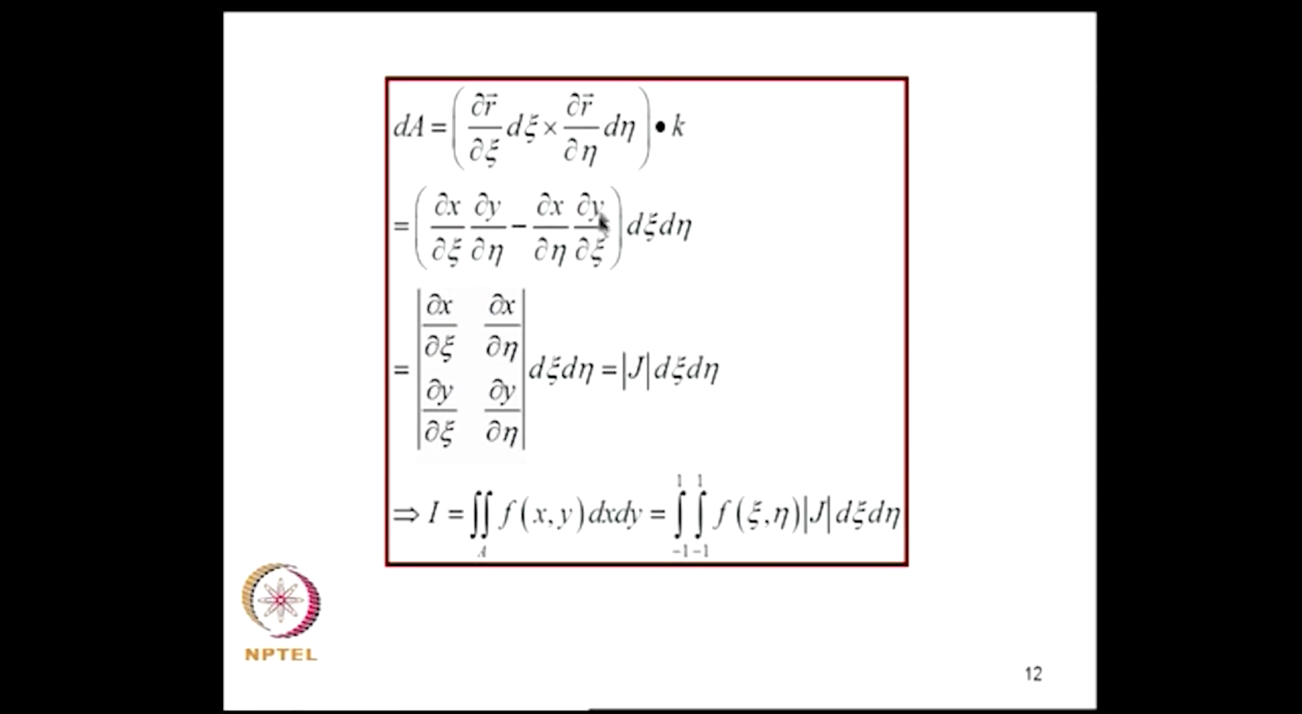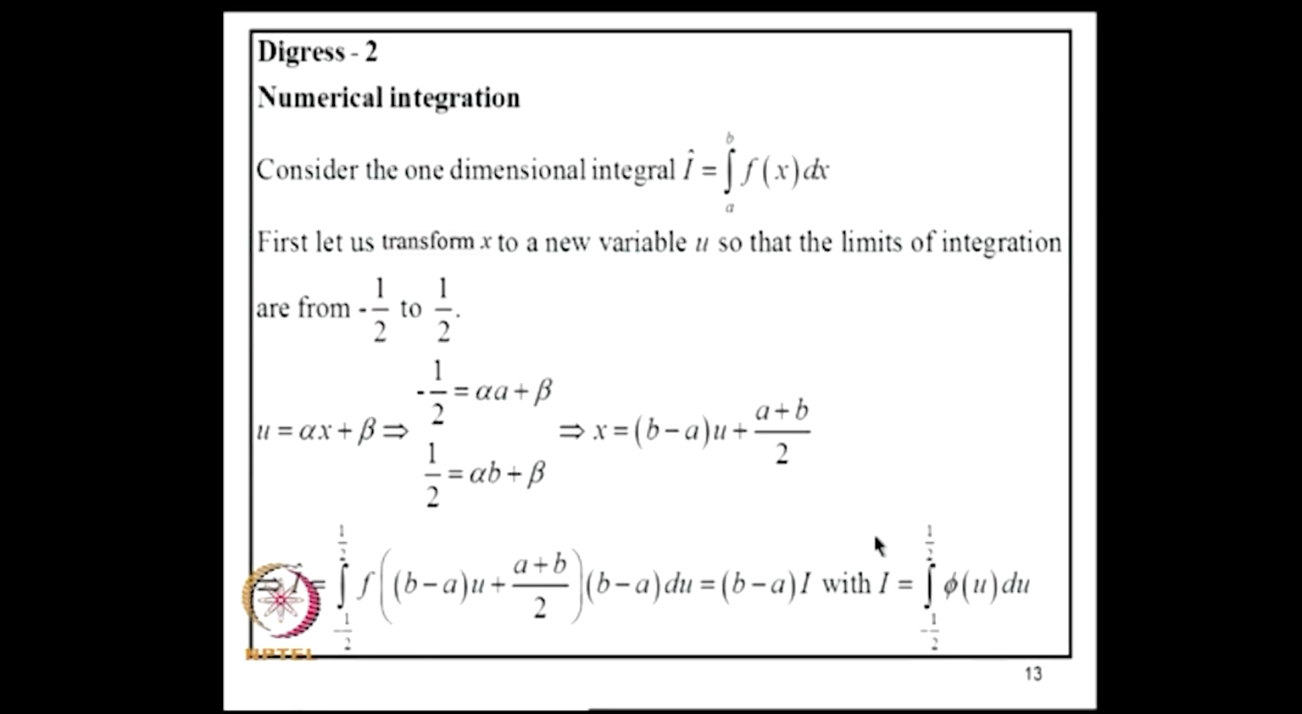Now, this quantity inside this parenthesis can be written as a determinant, and the matrix associated with this is the Jacobian matrix, and this is the determinant of the Jacobian. So, dA is therefore the Jacobian of the transformation into dψ dη. Therefore, I, the integral of f(x,y) dx dy, now becomes the integral from -1 to +1 of this. Now, that is the first part of our digression.